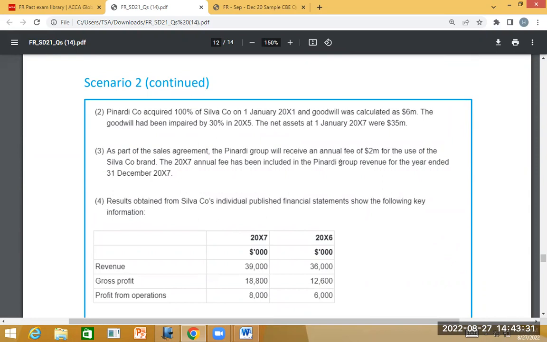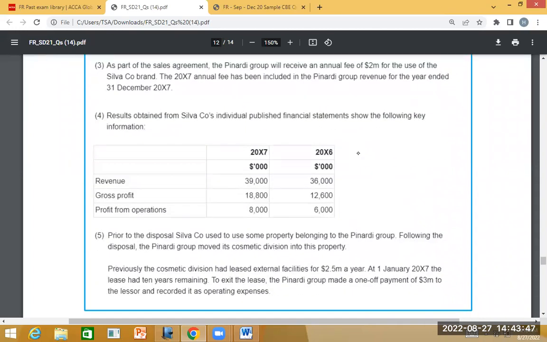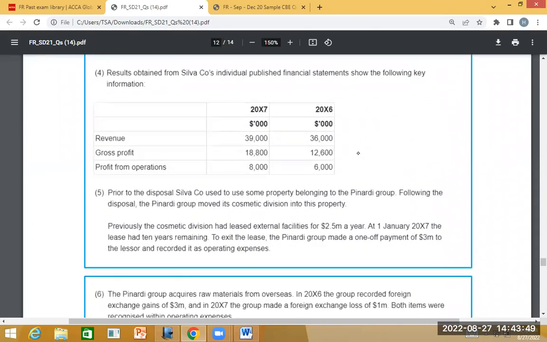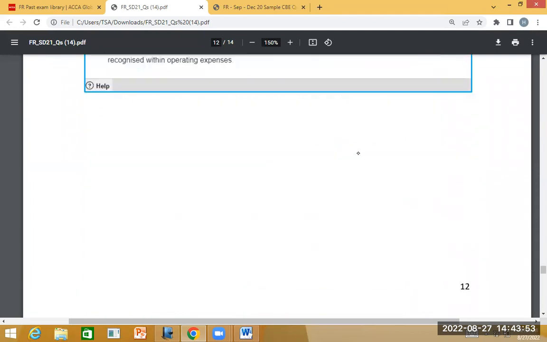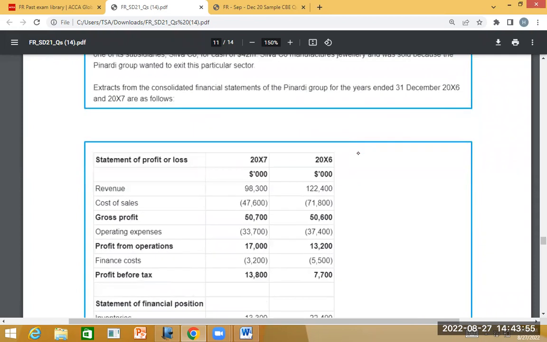Yes, there is an annual fee of 2 million, but that was also included in the revenue for the year 2007. And anything? No, it's not related to sales. So on an overall basis, the sales are reduced.